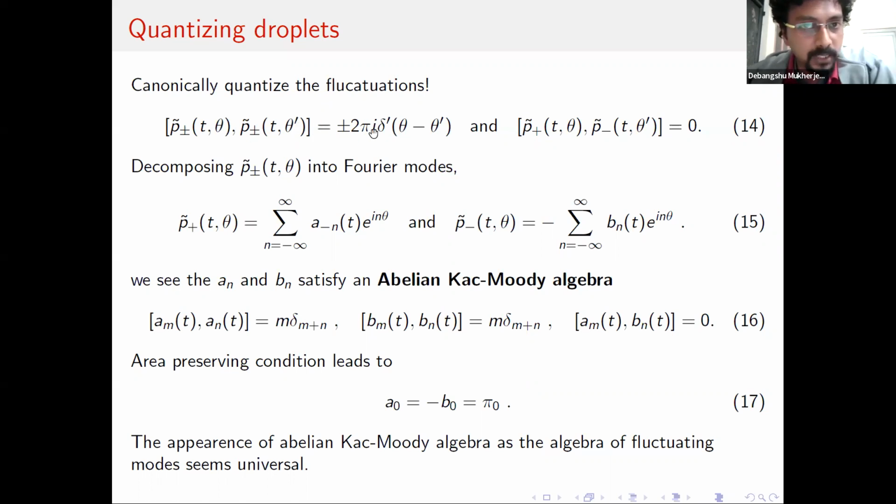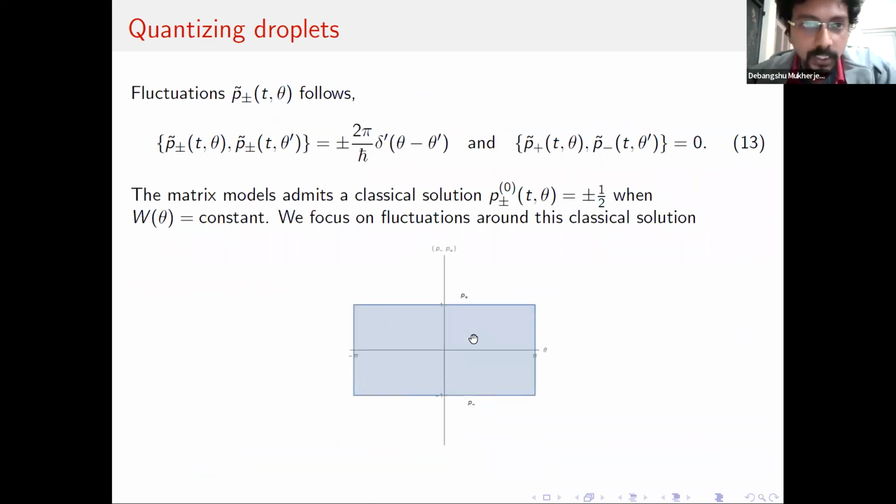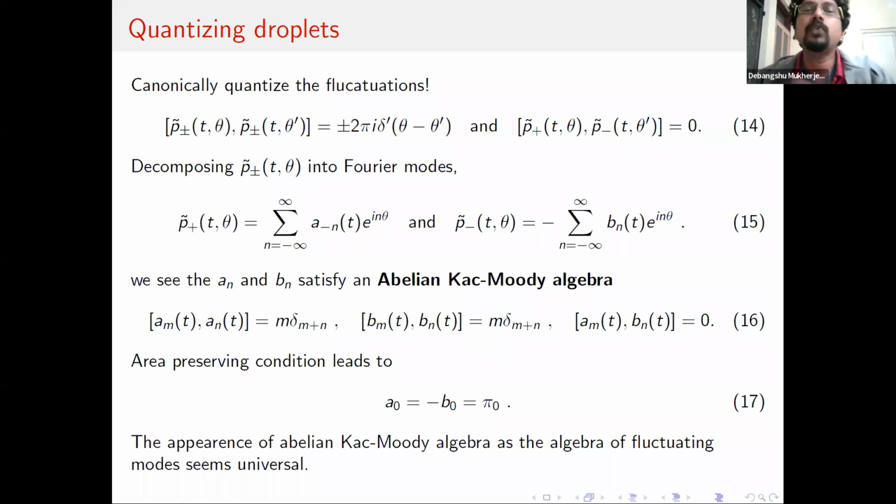So canonically quantizing the fluctuations gets rid of that factor of h part, and what we can do is easily decompose the p tilde plus and p tilde minus into their corresponding Fourier modes. And what you see is that these Fourier modes satisfy an abelian Kac-Moody algebra, which I also mentioned earlier at the beginning of my talk. And the area preserving condition, which essentially is the statement that u going to u dagger is the symmetry of my action, leads us to the equality between the zero modes of p tilde plus, the plus and the minus sector.